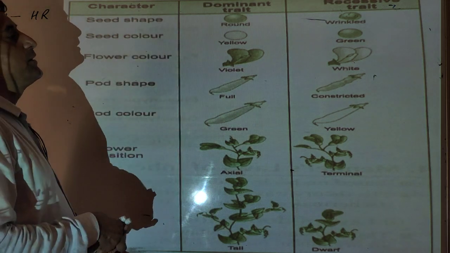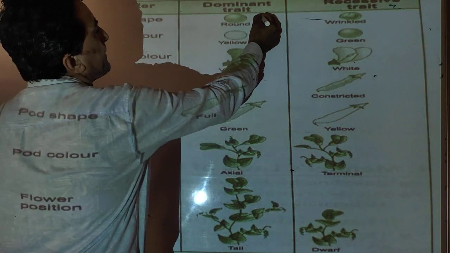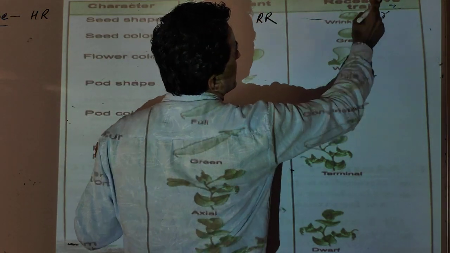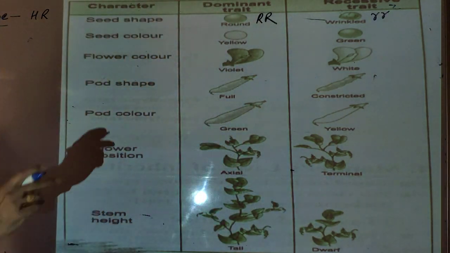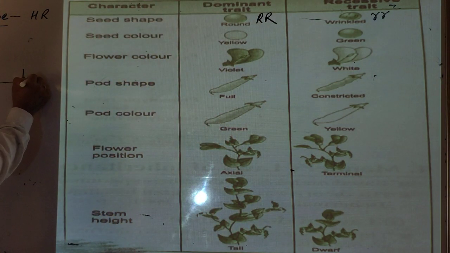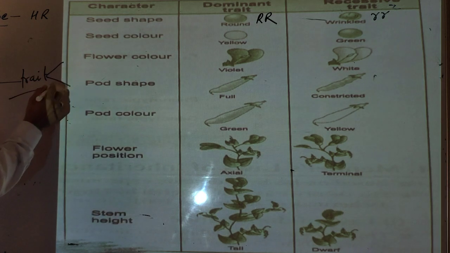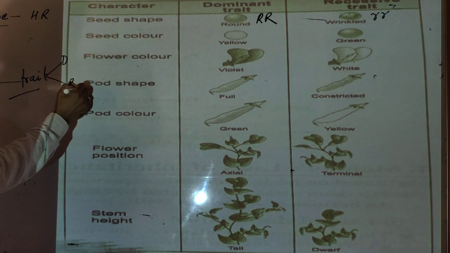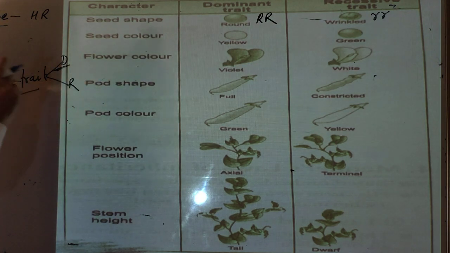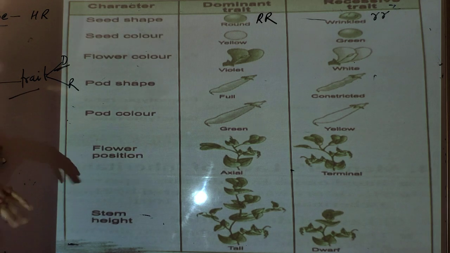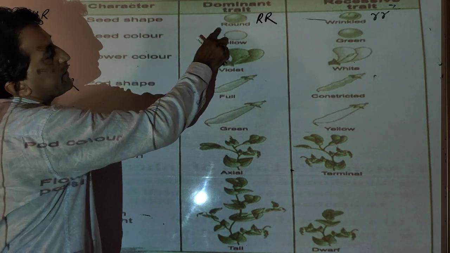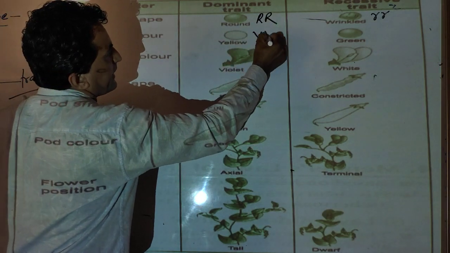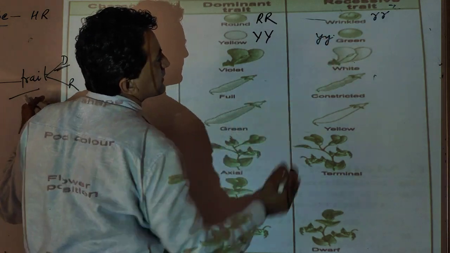Rounded is the dominant, which you represent with capital R. Wrinkled you write as small r, that is the recessive trait. I have already discussed with you, whatever type of trait there is, the trait contains two forms, one dominant and one recessive. Each form will be in a pair, the dominant as well as the recessive. Shape of seed: rounded and wrinkled. Seed color: yellow, capital Y; small y, small y, there is a green color.